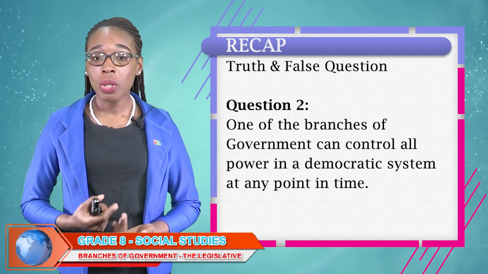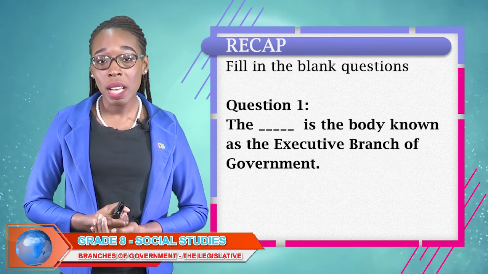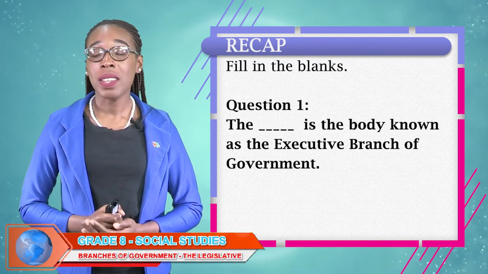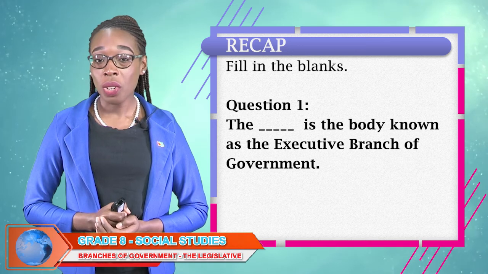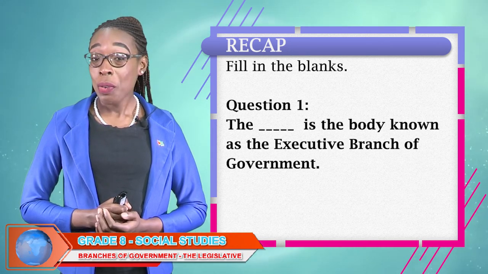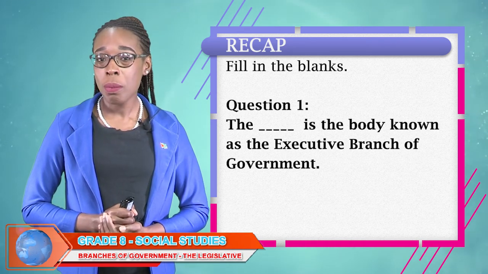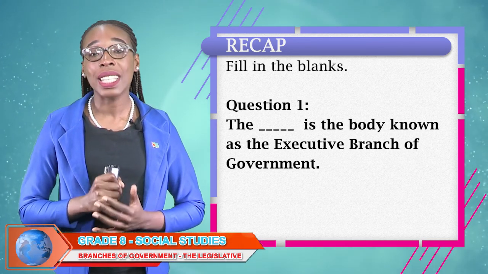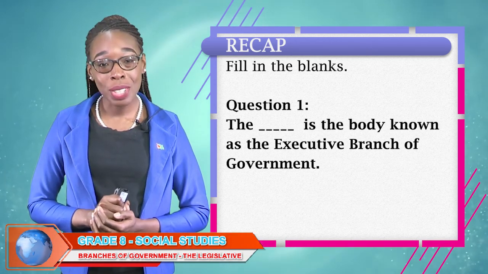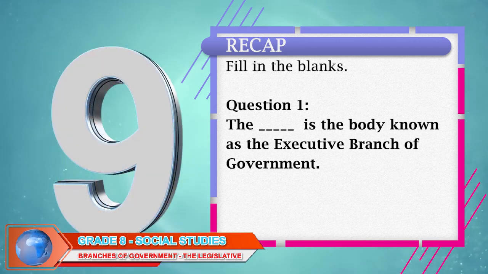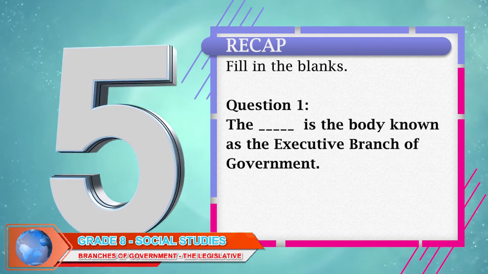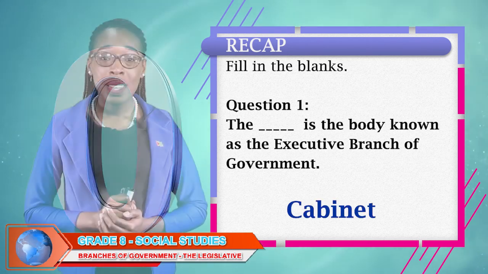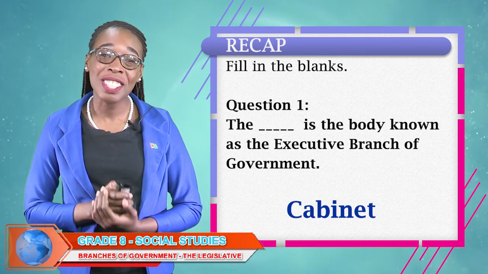So listen to this one and you're going to fill it in by giving the correct answer. The something is the body known as the executive branch of government. What is the correct answer? Remember, I did introduce you to a word that you're quite familiar with because it is an item that you may be able to find in your home. However, the term is used differently when we speak of branches of government, particularly the executive. All right, if you said cabinet, you are correct. Good job. I'm very proud of you.